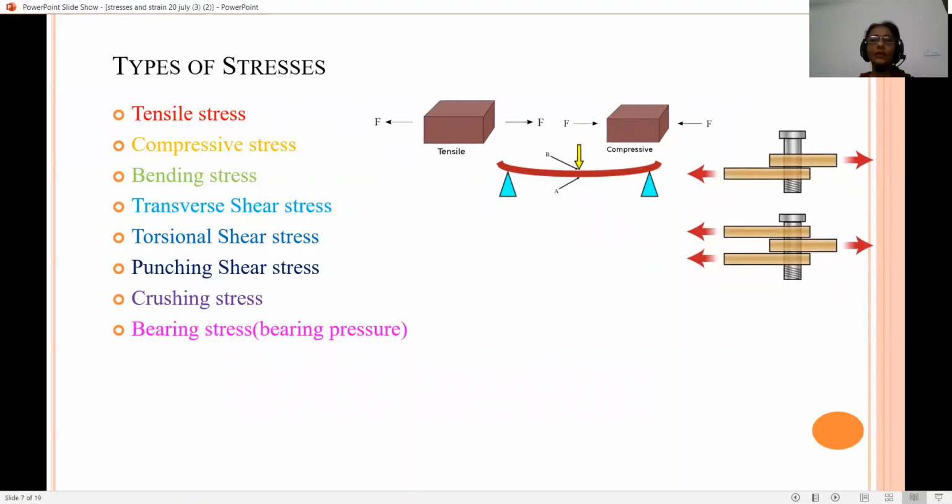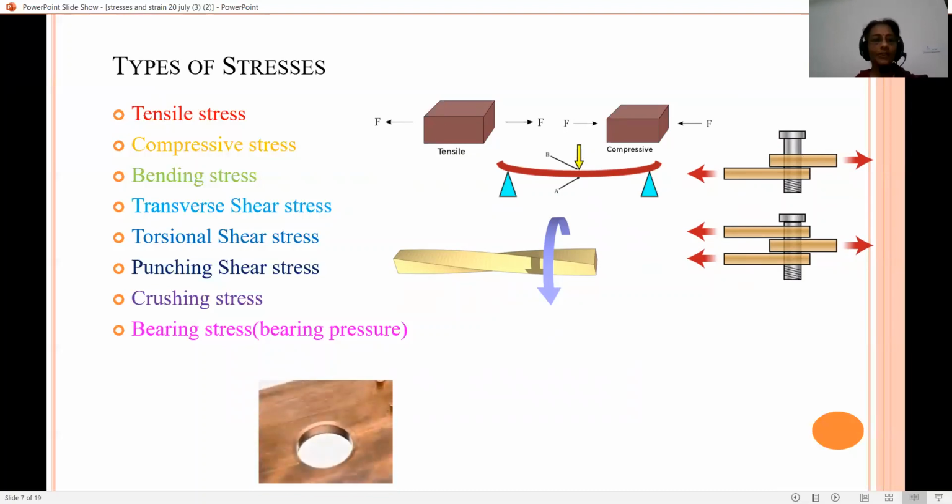We will see transverse shear stress. Upper diagram is showing single transverse shear stress and the lower one is showing double transverse shear stress. Then we will see component subjected to twist, so it will be a torsional shear stress. Then we will see punching shear stress. Punching shear stress means a punch will fall on the component and it will create a hole, and that is known as the punching shear.